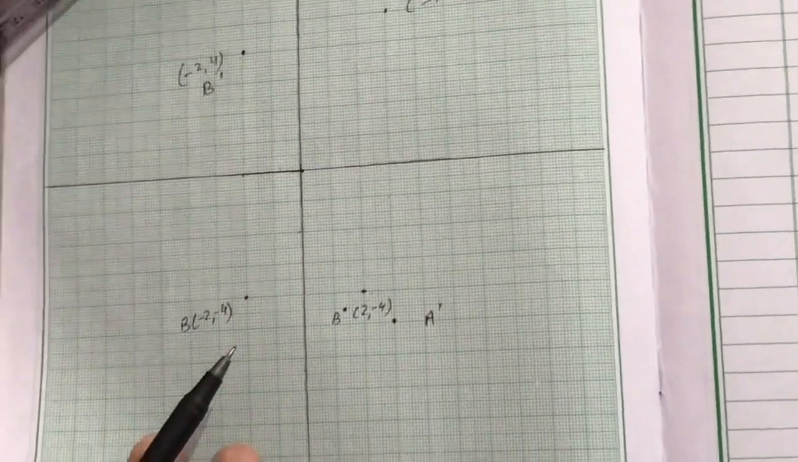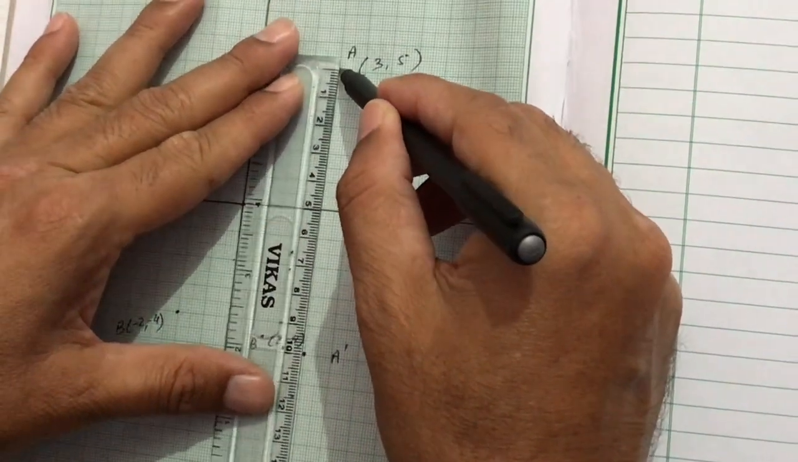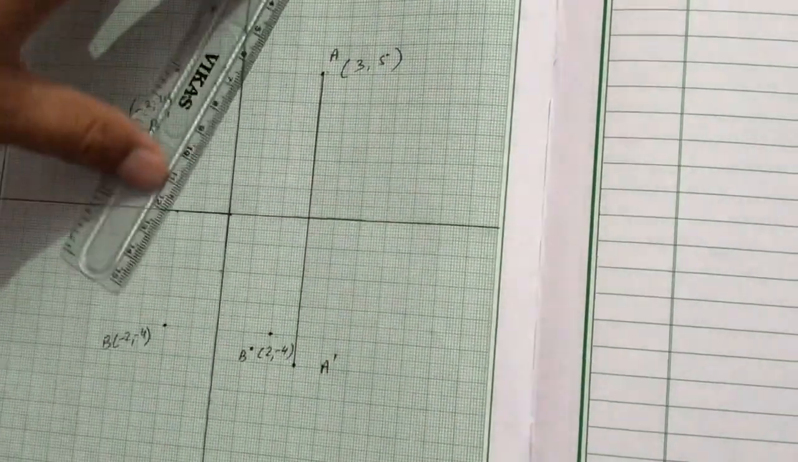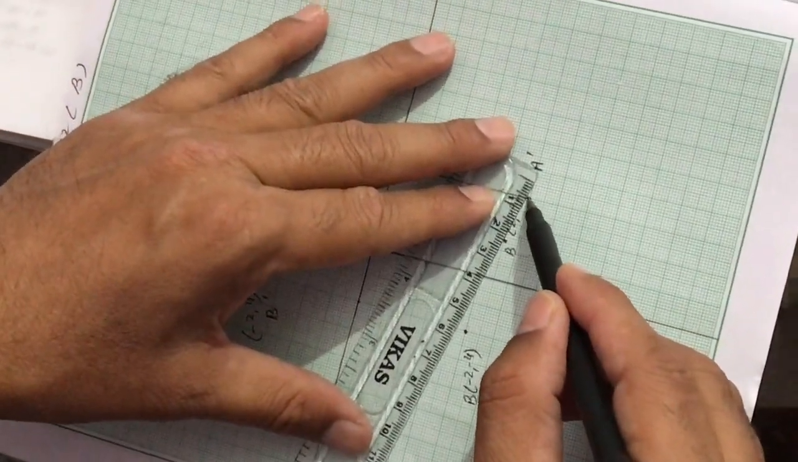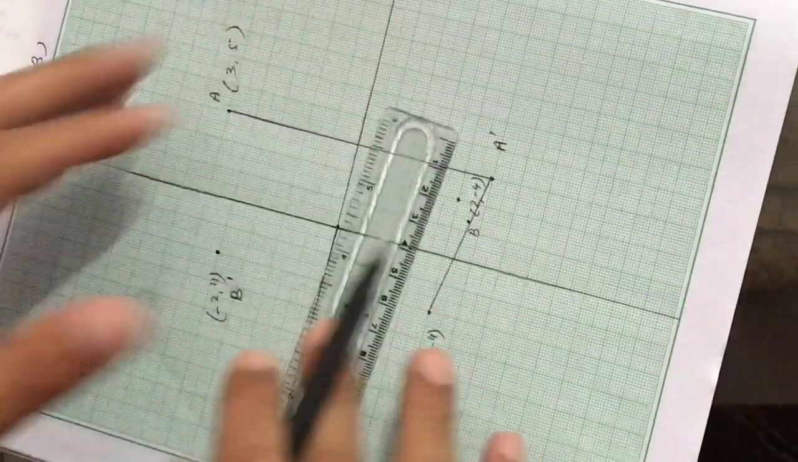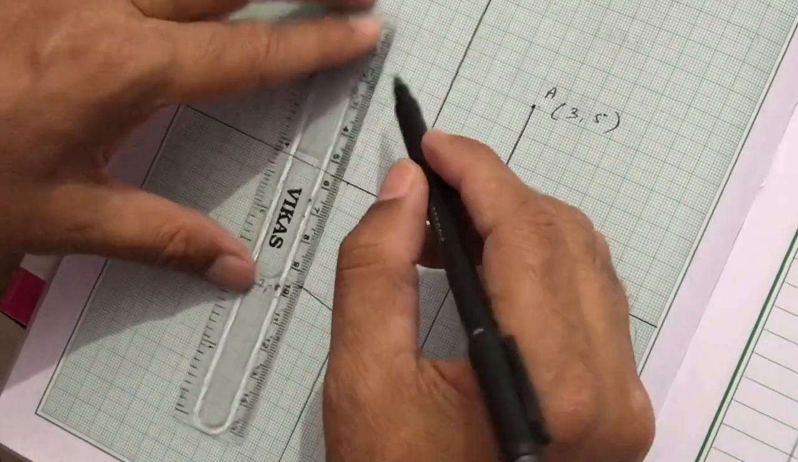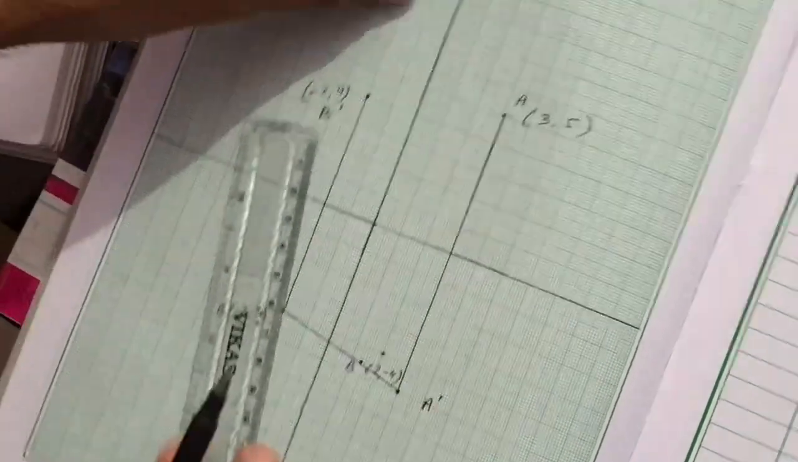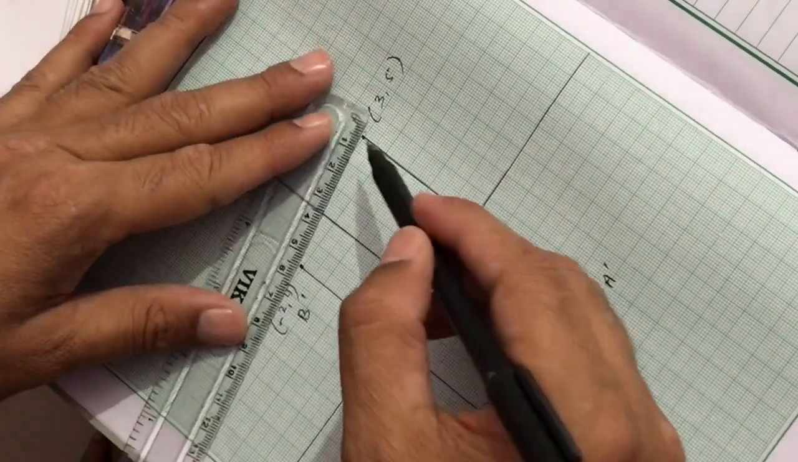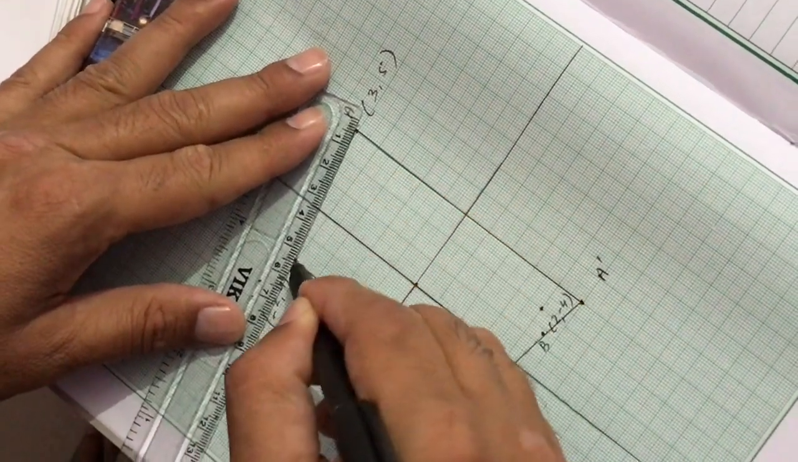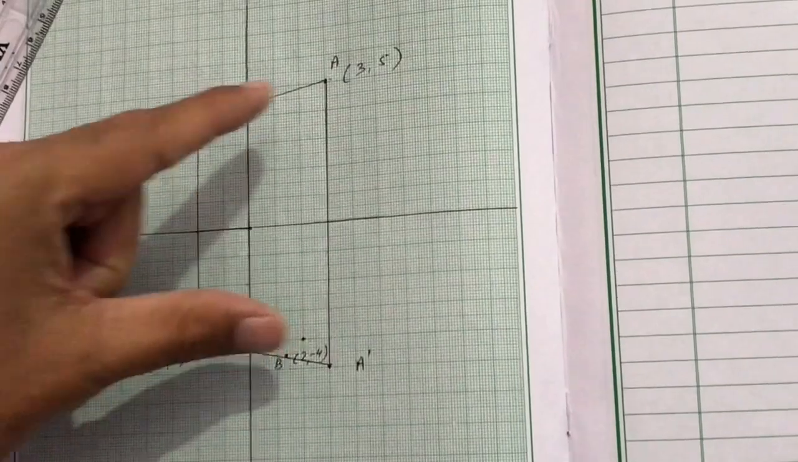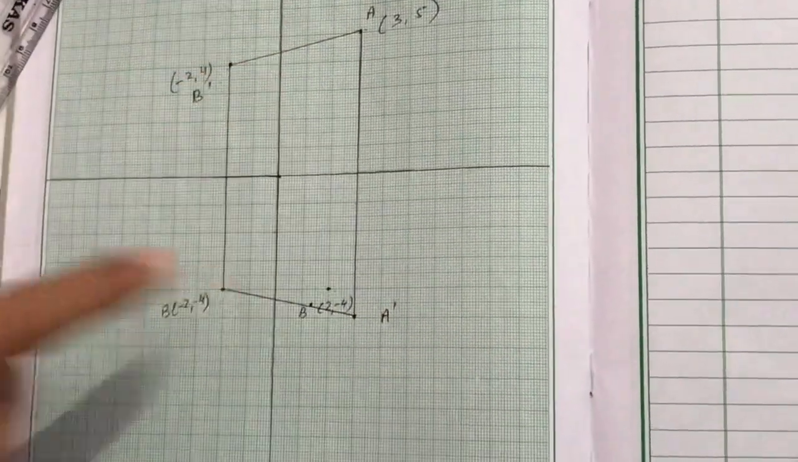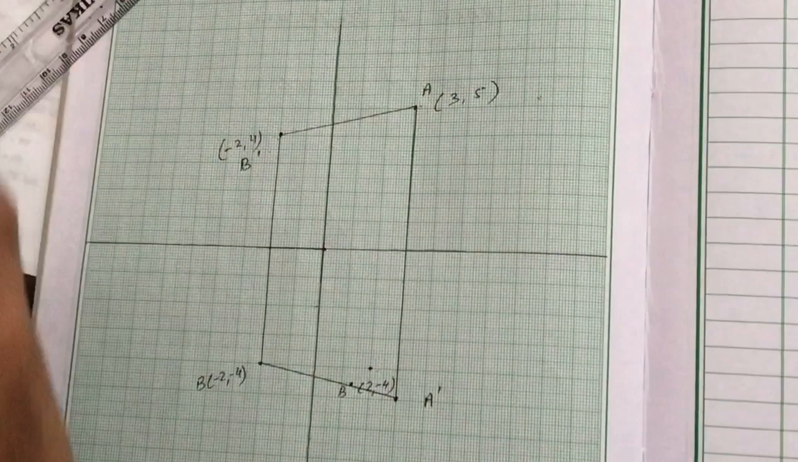Now I have to join A dash, B dash. So this is a trapezium. These two sides are parallel, these two sides are non-parallel. So this one is a trapezium.